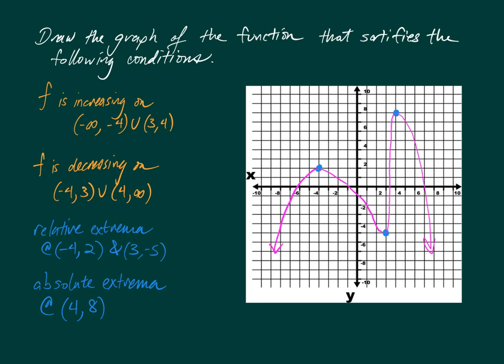Now, these conditions here in orange are not necessarily given to you like that. This could also be represented as the derivative of x being bigger than 0 on these intervals. And that's for increasing. Remember, if the derivative is positive, then the function is increasing here and here.